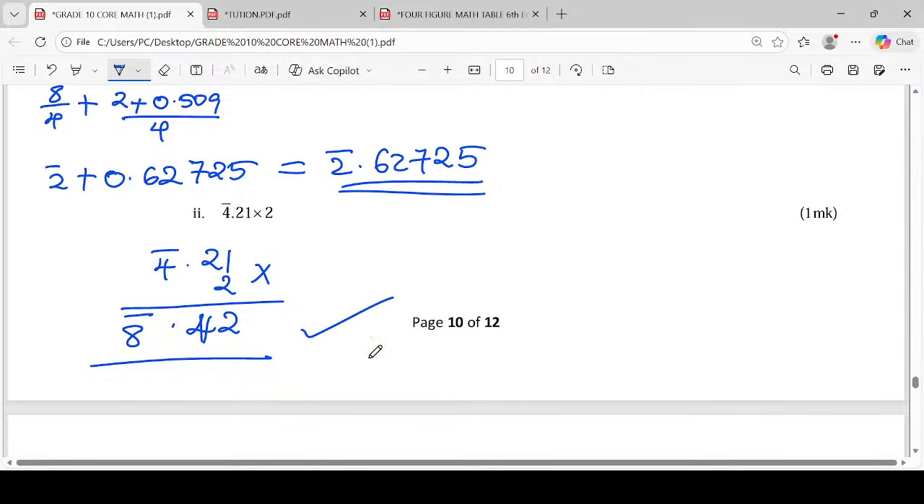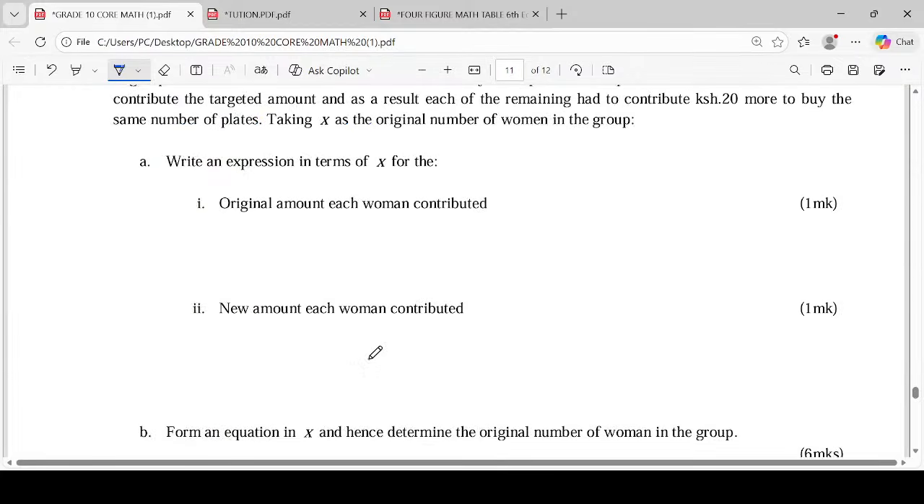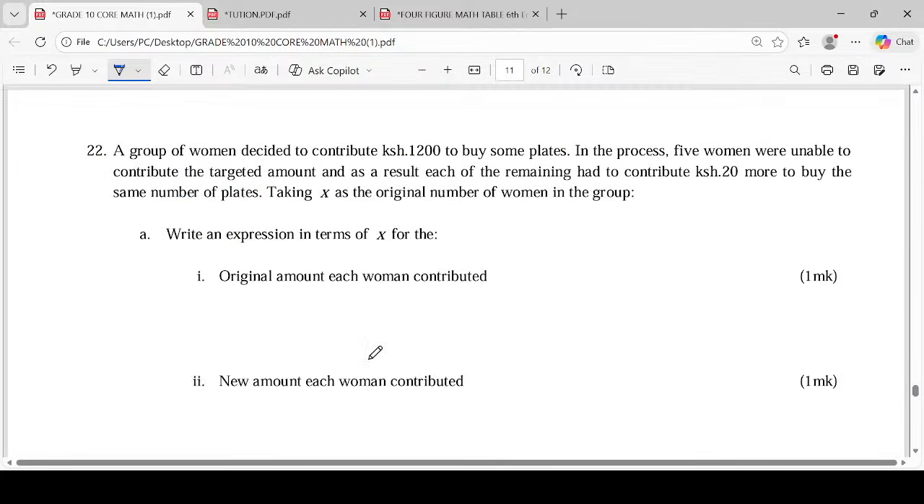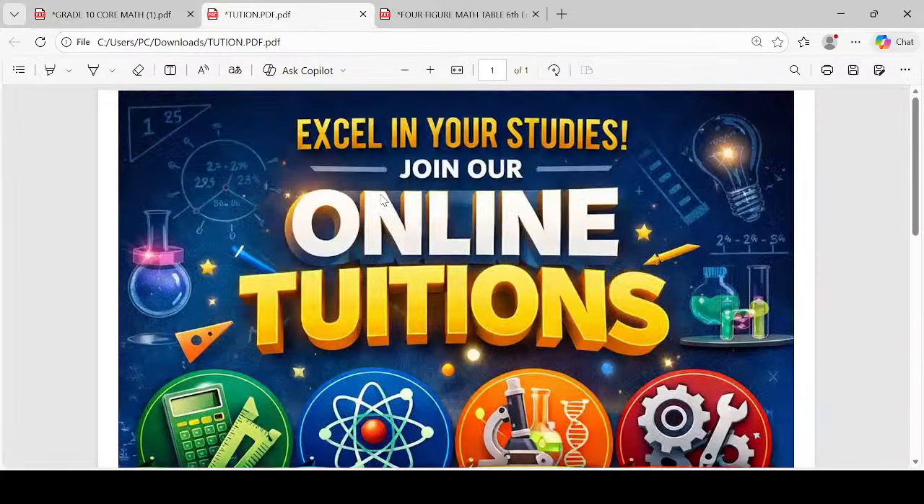Let's look at question number 22. I tell you, now this is a Form 3 question being tested here in grade 10 mathematics, core mathematics. To those who are doing STEM, you can now see the questions you are having.